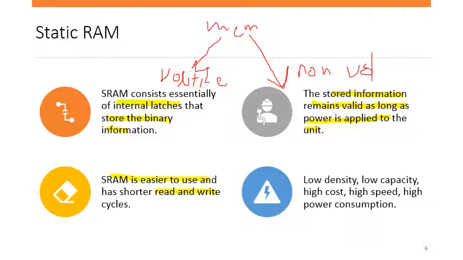And as far as the density is concerned, basically how much information we can store in that particular memory module, these are the low density and low capacity modules with high cost element, but they have high speed and high power consumption. How can we say that they have low capacity? Because in order to store a single bit, we have to use a latch, or a circuit of multiple transistors.